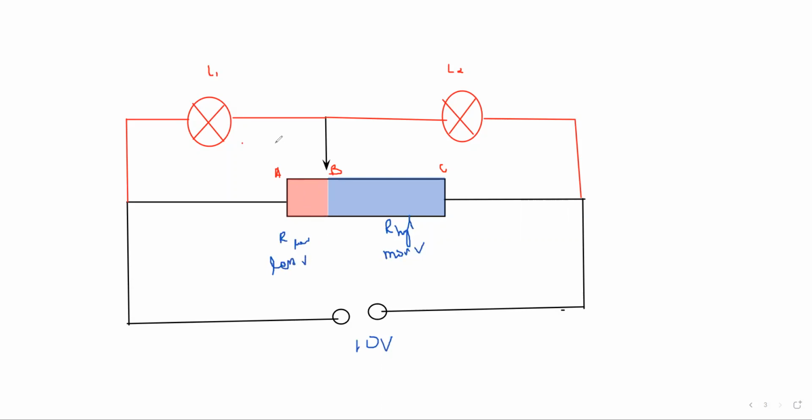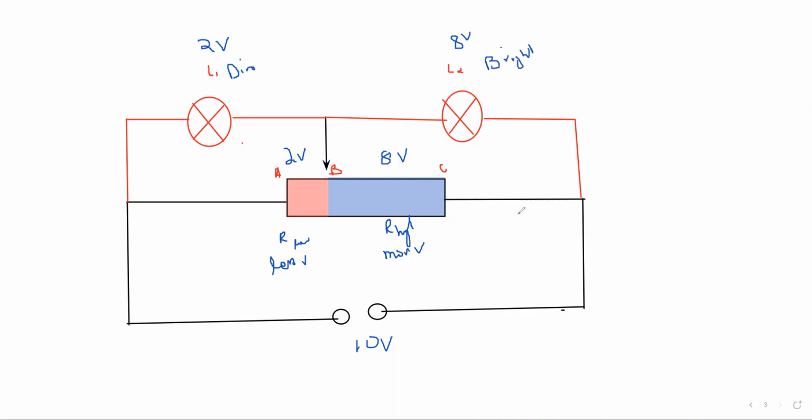And if I say the total with numbers, like if the total is 10, 2 volts here and 8 volts across B and C, so what will happen? The same voltage will be across L1, which is across A and B, and the voltage across B and C will be same as voltage across L2. So you can see the voltage across L2 is same as voltage across BC. That's why L1 is dim and L2 will be bright.